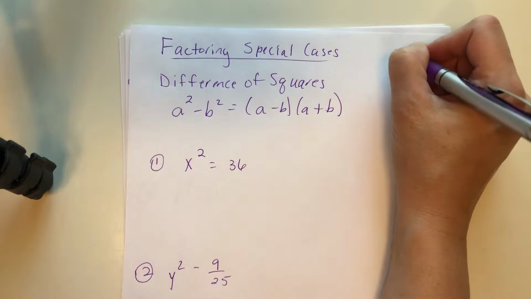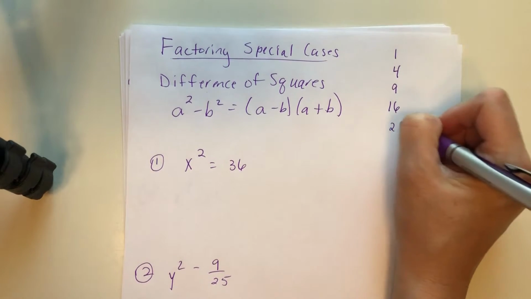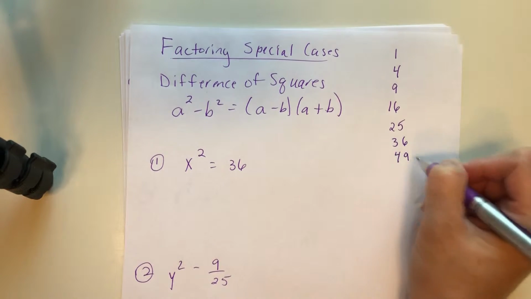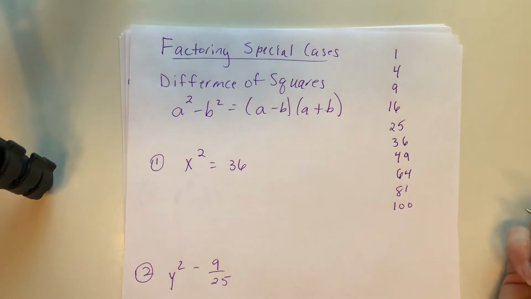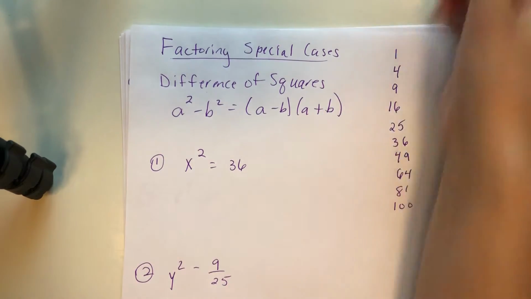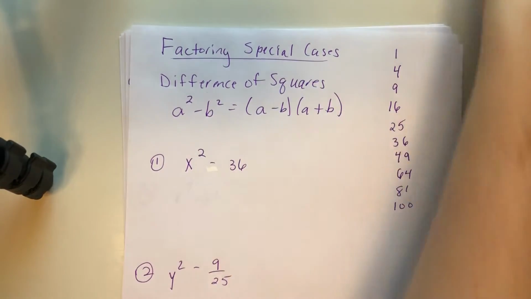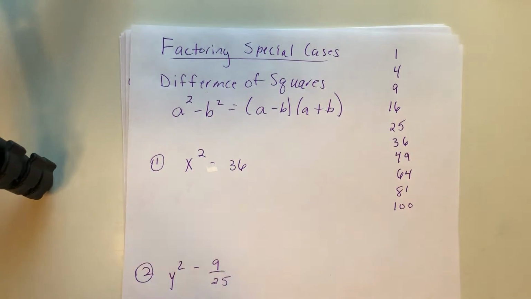Those would be numbers like 1, 4, 9, 16, 25, 36, 49, 64, 81, 100. You have to be able to recognize all those numbers as a perfect square in order to know to use this method. Alright, so in the first one, looks like I've got a typo here. Now, example 1, we're going to do x squared minus 36. And we're going to use the difference of squares formula.